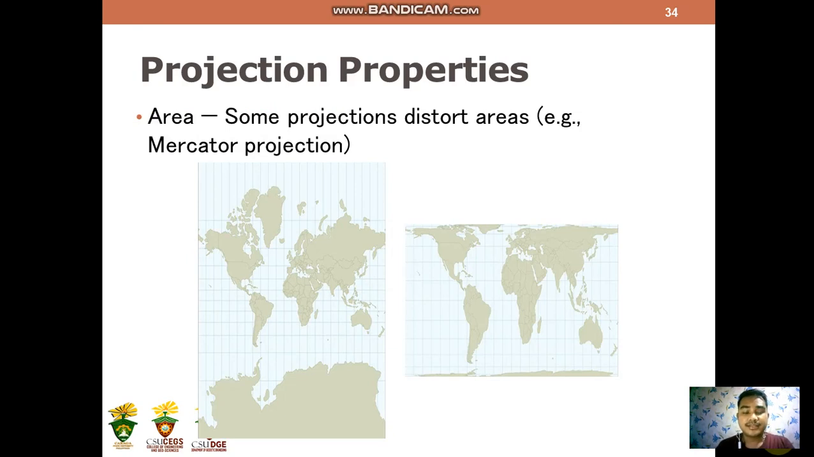Alright, here is an example of a projection that distorts areas. An example is the Mercator projection. As you can see, it is not the true shape of an area. Here is another projection, and here is yet another. They differ, and some do not distort the area. For example, Africa looks smaller here compared to there, and the part at the bottom looks bigger. So the area is distorted.